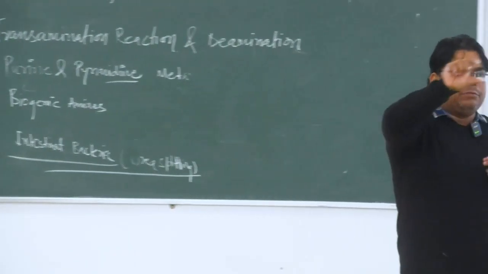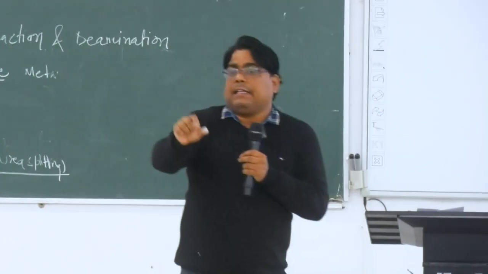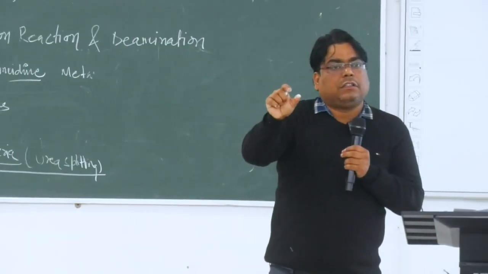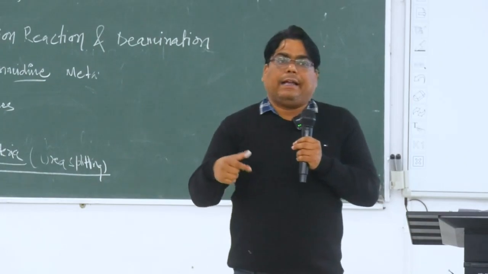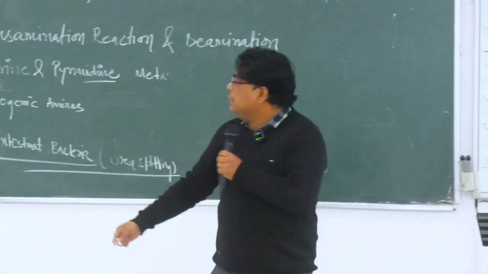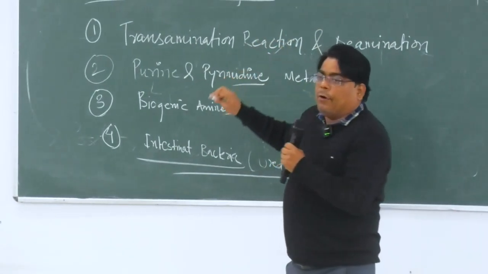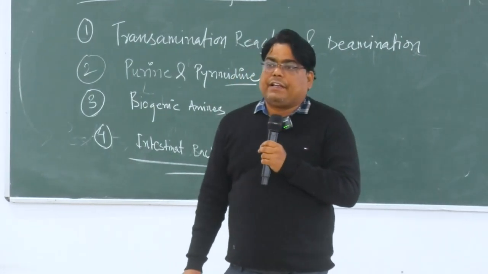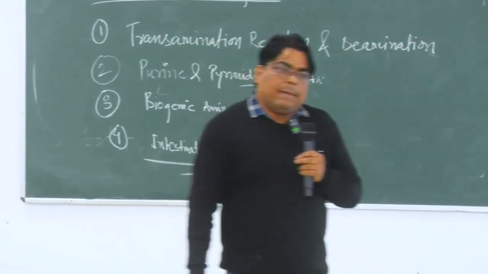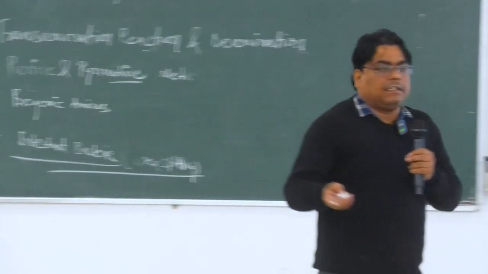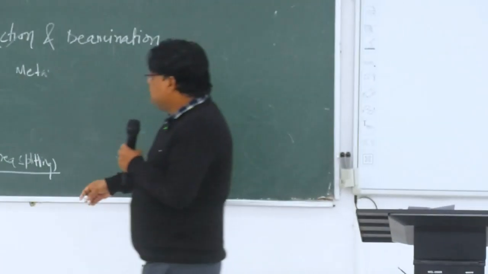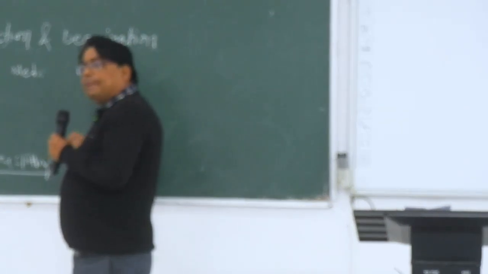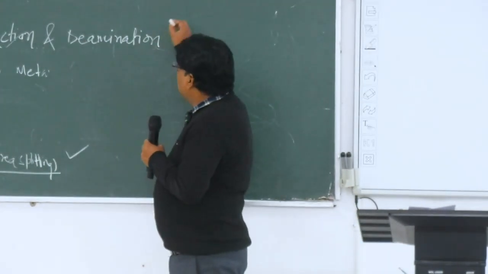A question comes in the university exam like that: write the sources and formation of ammonia. This forms the ammonia: transamination reactions. Okay. After that, purine and pyrimidine metabolism, biogenic amines and some intestinal bacteria form what? Ammonia.